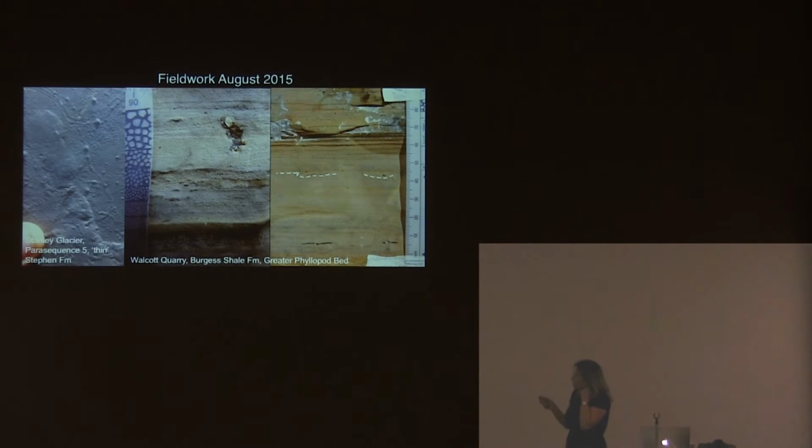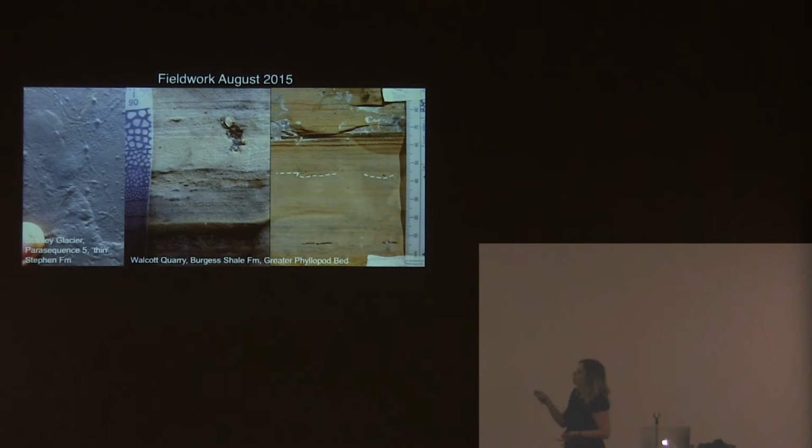So what we see here is, interestingly, you get in your Stephen Formation, which is in the Stanley Glacier, an abundance of trace fossils. So you can see little traces here. Then you get absolutely none in the Walcott Quarry, as most of you are aware.